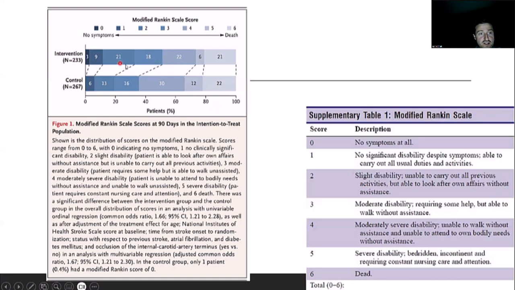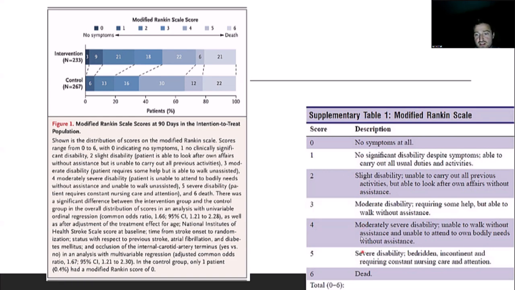So basically, this is the intervention group, and this line right here is functional independence. So you can see the shift from the control group to the intervention group. There are a substantial number of patients who regain functional independence after endovascular thrombectomy.